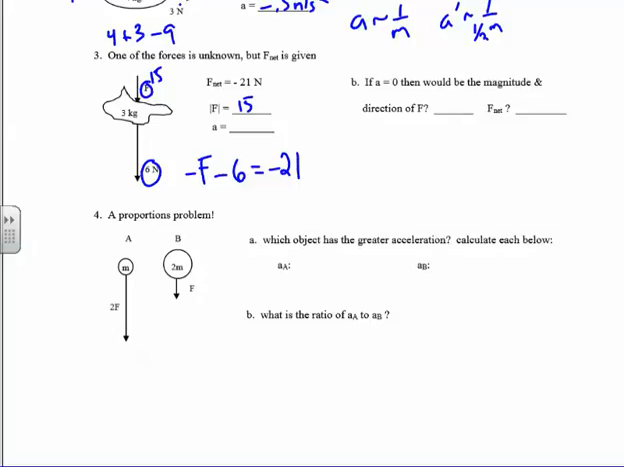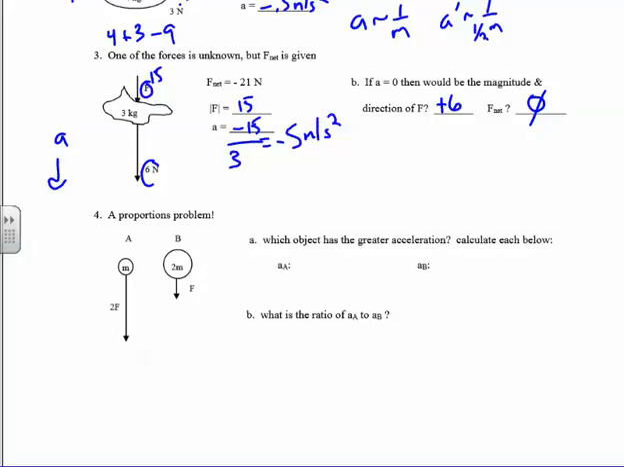So if we solve that correctly, we would get negative 15, which means that the magnitude is 15. 15 down is the same as negative 15. So the acceleration would be negative 15 divided by 3, which is negative 5 meters per second squared. And the negative just means it's going to be accelerating down. All right, if acceleration was 0, then what would be the magnitude and direction of F? Well, if I have 6 down, then I want 6 up. So it would be positive 6, and therefore F net would be 0, because F net of 0 goes with an acceleration of 0.